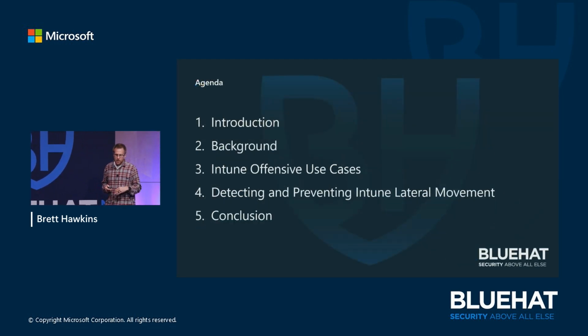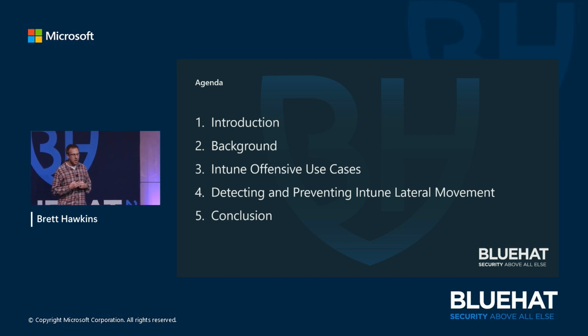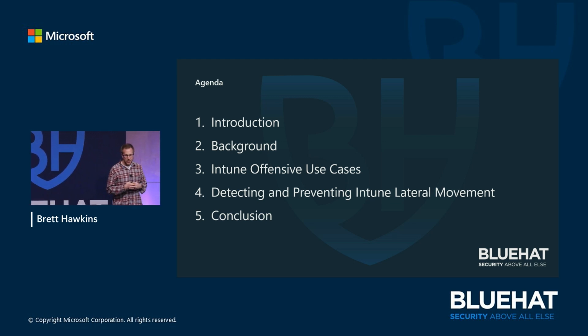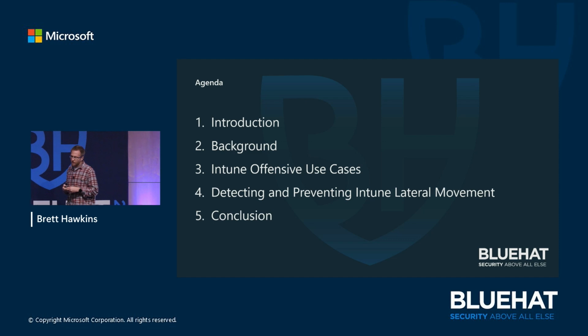So just a little agenda. I'm going to cover an introduction, some background things. Going to cover some offensive use cases, where I'm going to show a demo of getting a Cobalt Strike beacon by abusing Intune. Then we're going to cover, from a defensive perspective, detecting and preventing lateral movements, followed by conclusion.